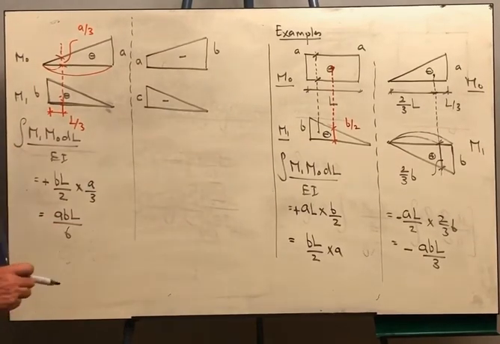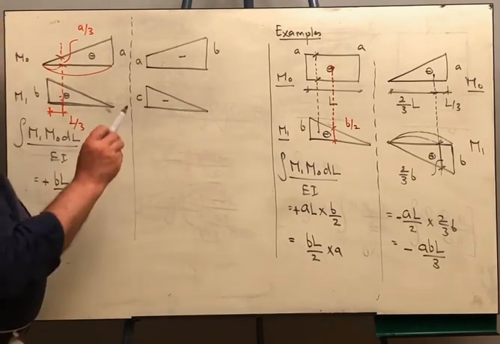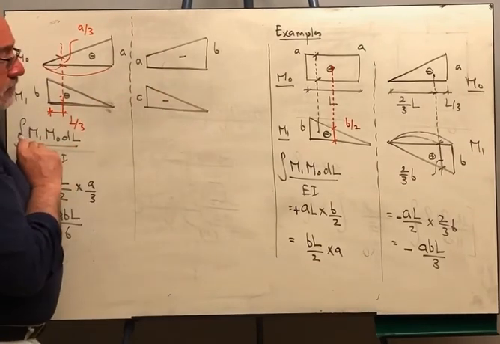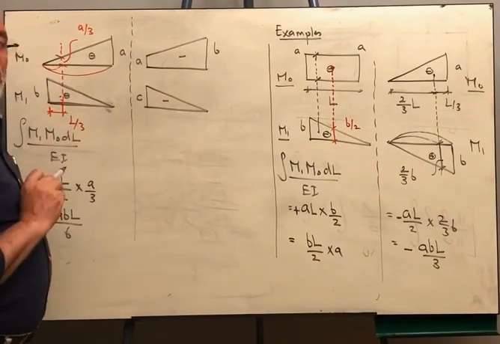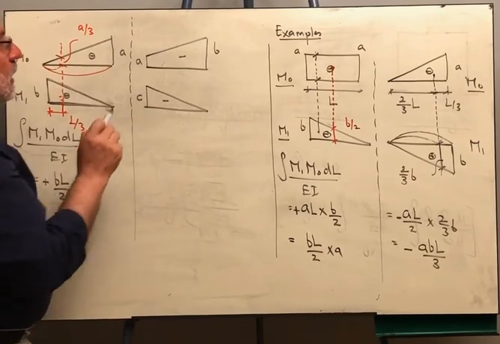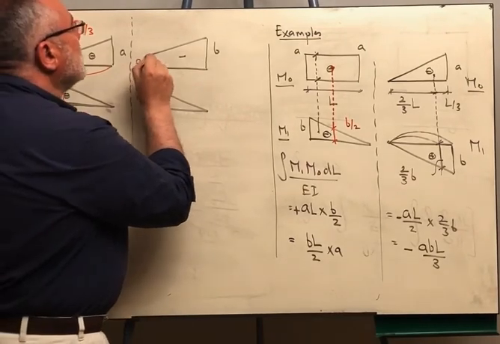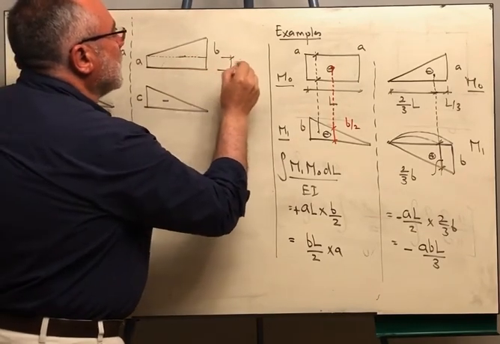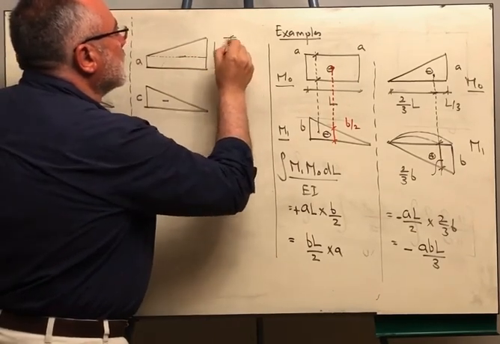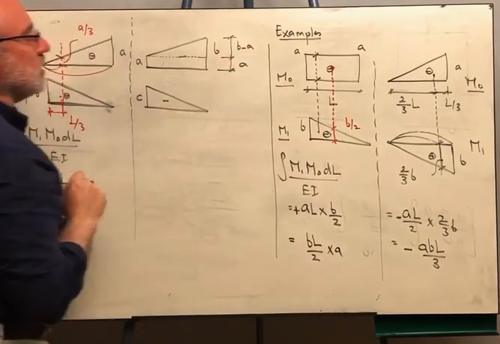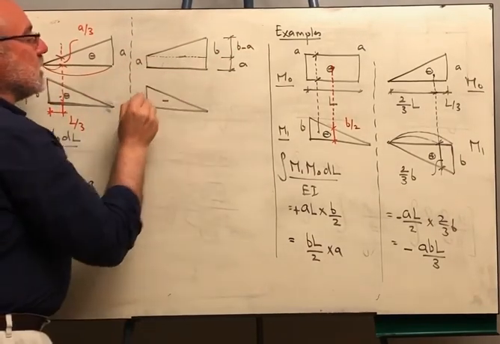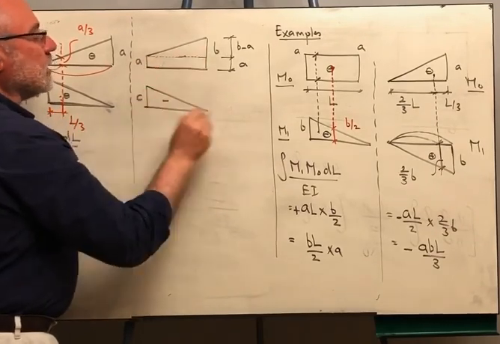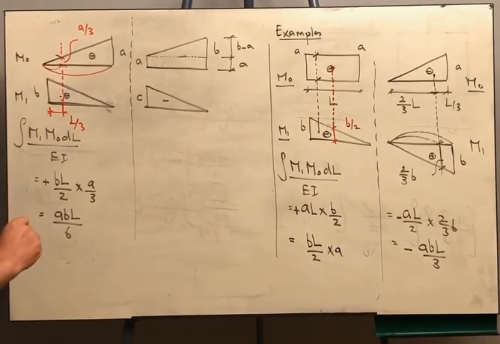Okay, how about this case? Now, if you wish to start with the area of this diagram, this is a trapezium, we don't know its centroid, okay? So we can divide this into a rectangle and a triangle. This is A, and this will be B minus A. We can integrate the rectangle on the triangle and the triangle on the triangle, and we add them together, okay?